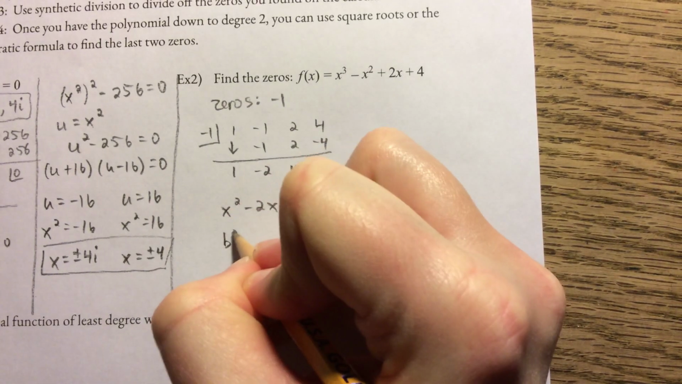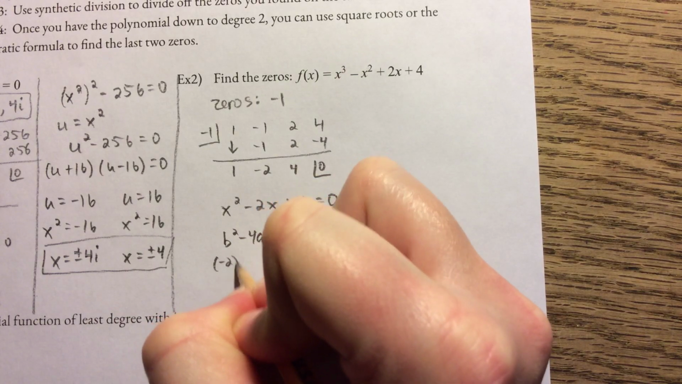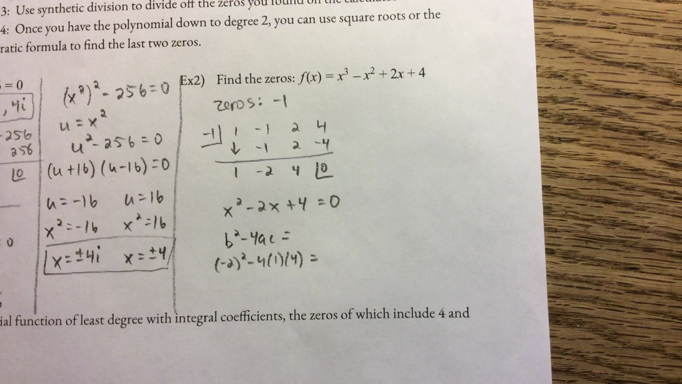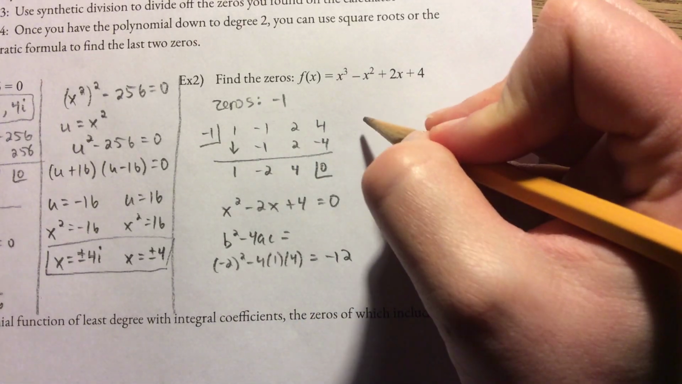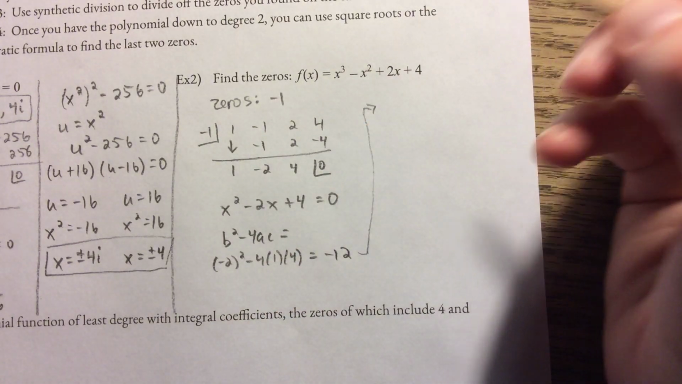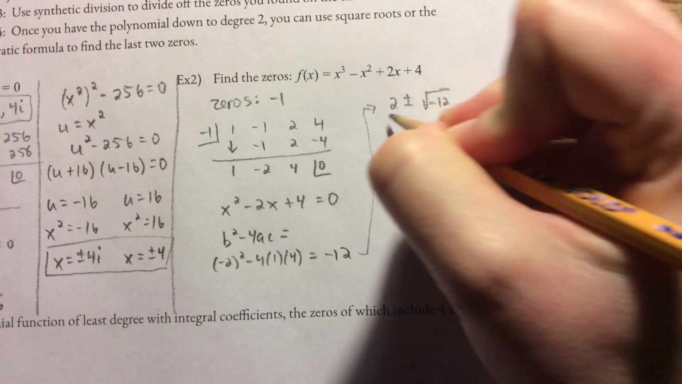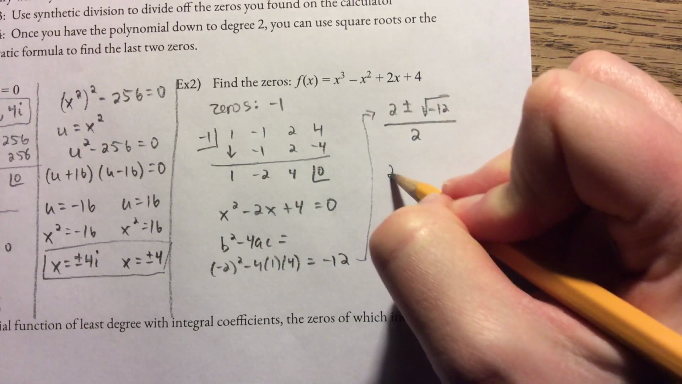So I like to start with the discriminant first, so negative 2 squared minus 4 times 1 times 4. And that gives me negative 12. So the rest of my quadratic formula then would be negative b, so plus or minus the square root of negative 12 over 2 times a, so over 2. So now I've got to split this up.